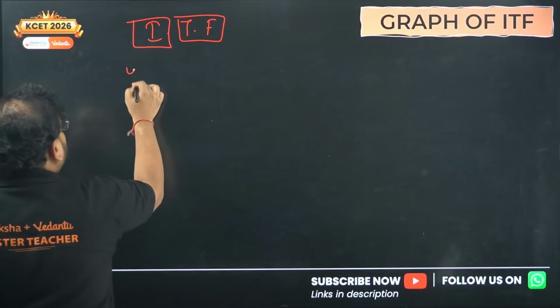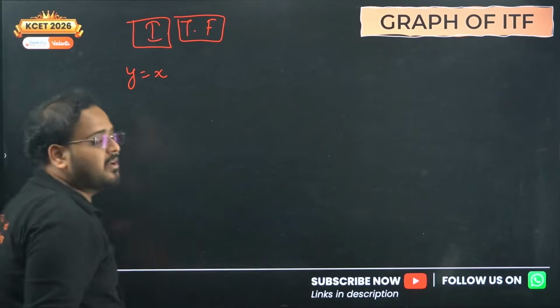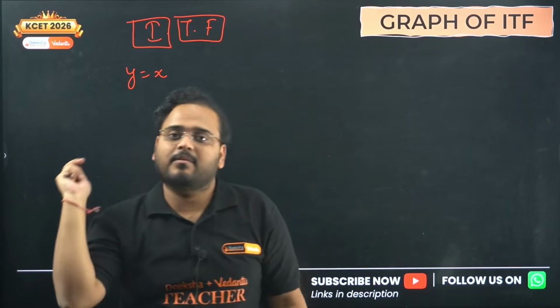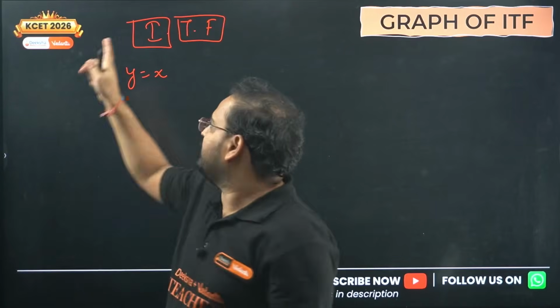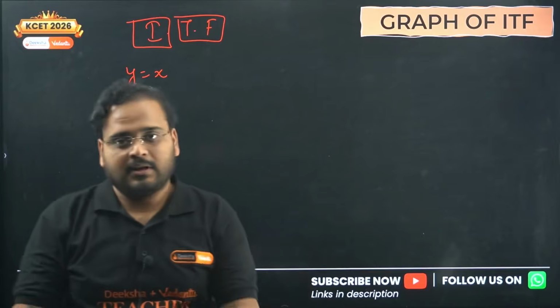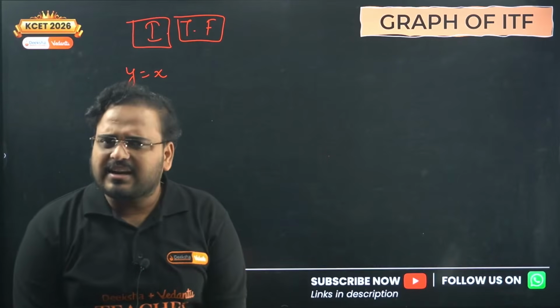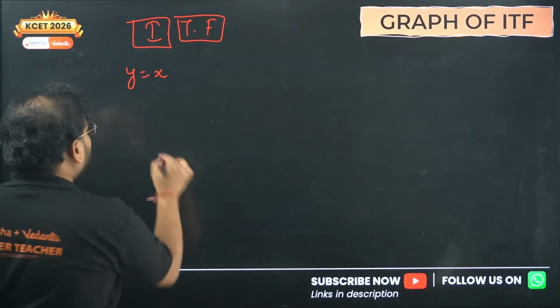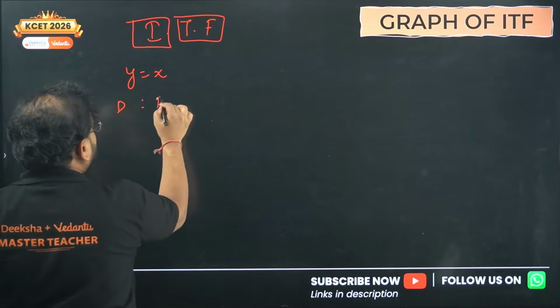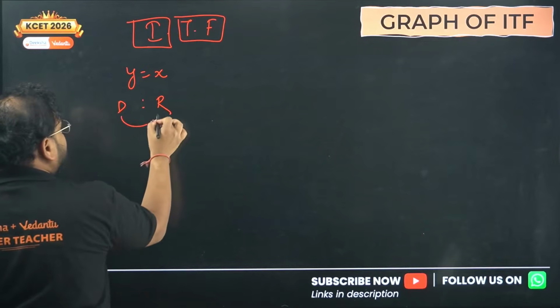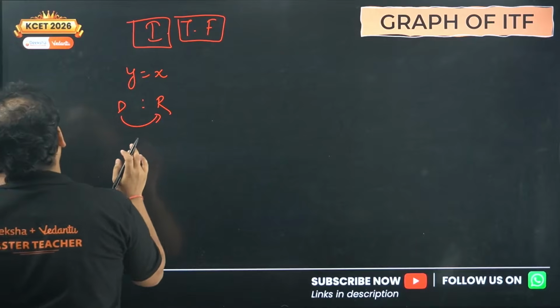So if you take this line as the mirror, whatever the graph is, it will become the mirror image of the original function. This much is okay. If you have difficulty understanding, we have a different approach also. The domain of the function and the range of the function will interchange. So domain becomes range and range becomes domain.